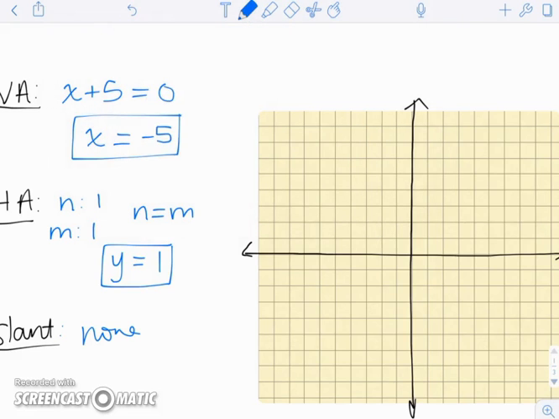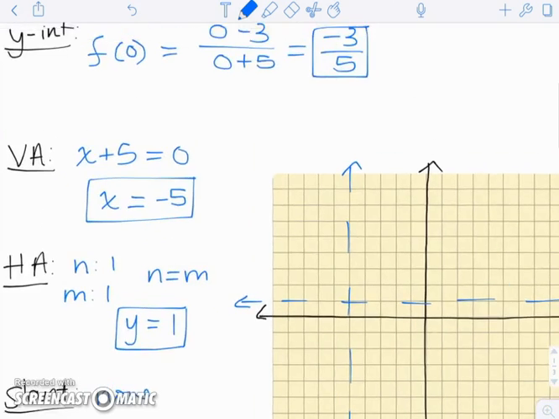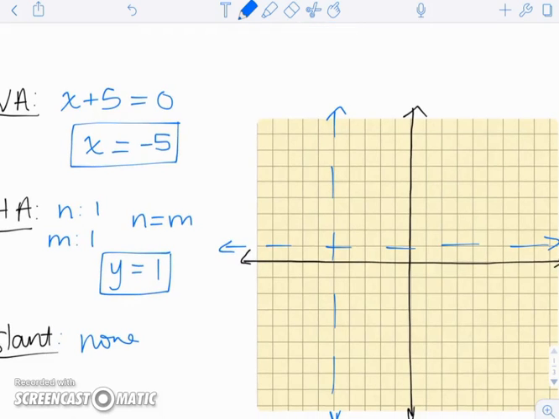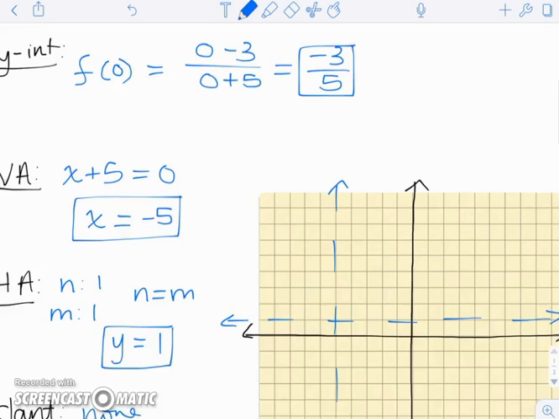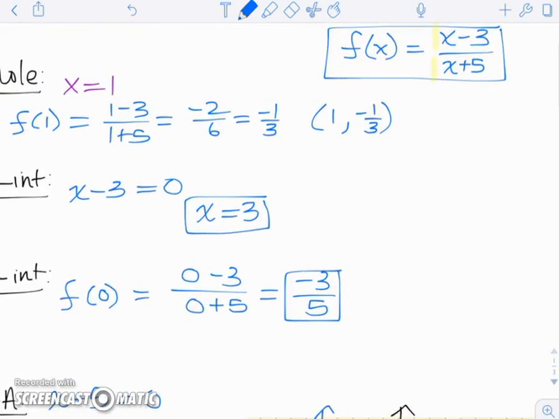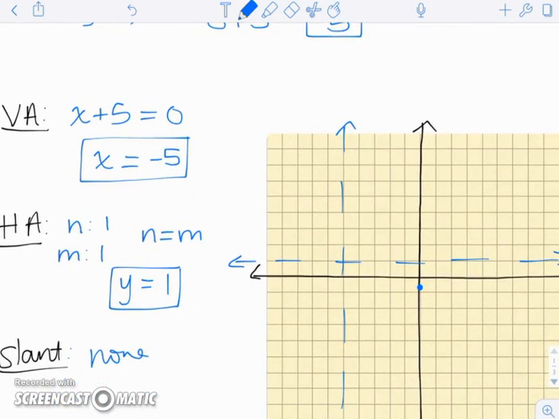So I have a horizontal asymptote at the line y equals 1, so at y equals 1 I draw a dashed line, that's how I show my asymptote. I have a vertical asymptote at x equals -5, so 1, 2, 3, 4, 5. I have a y-intercept at -3/5, so between 0 and -1, I have a point somewhere right there. I have an x-intercept at 3, a point on my x-axis.